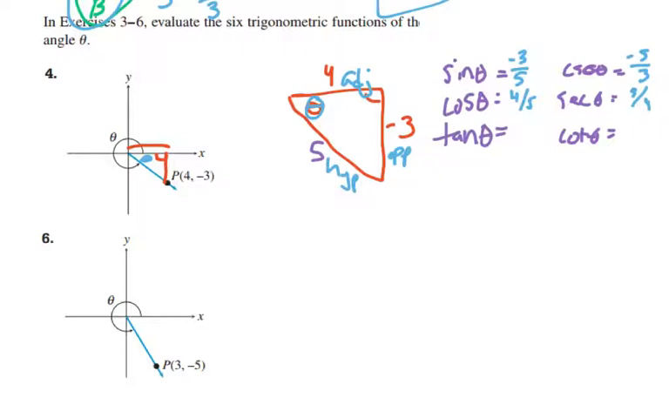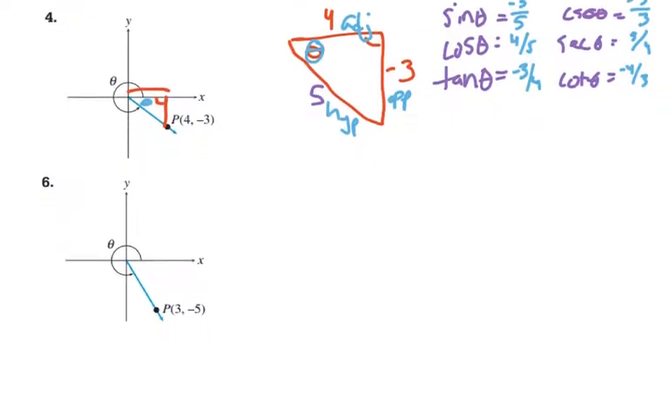Tangent is going to be opposite over adjacent, so negative 3 over 4, and then negative 4 over 3. So that's all of our 6 ones there. And then this next one here, same idea.